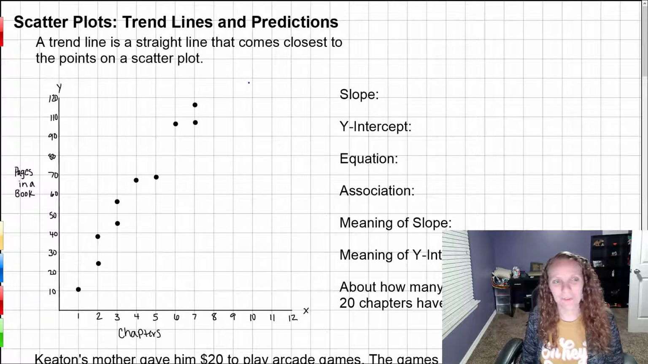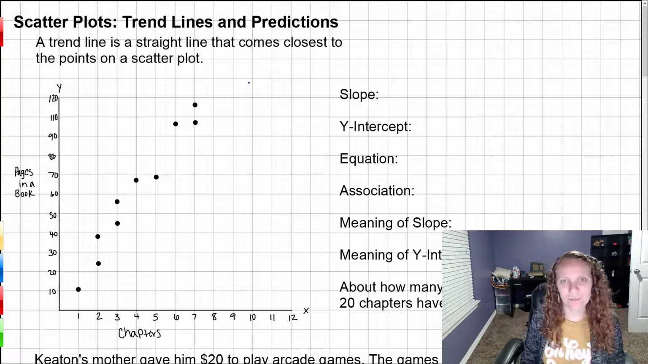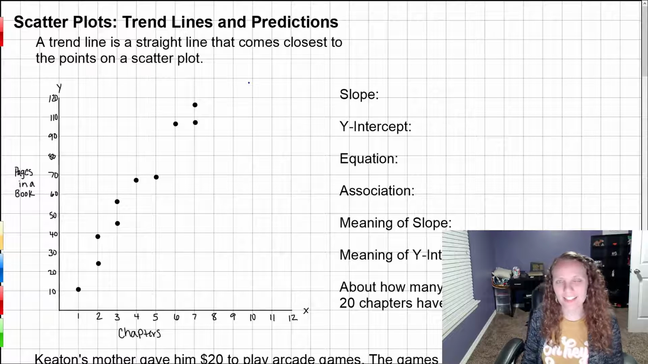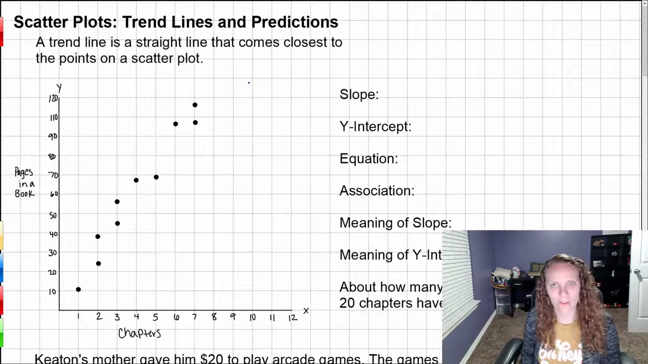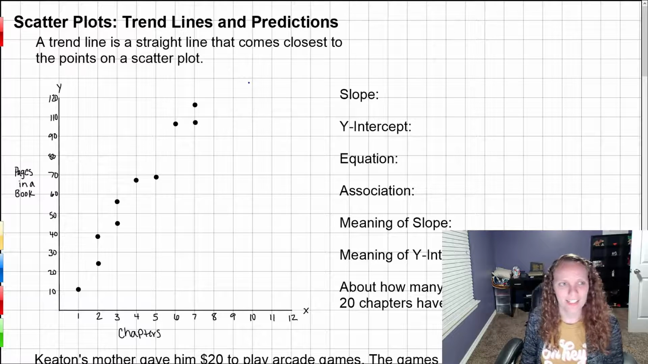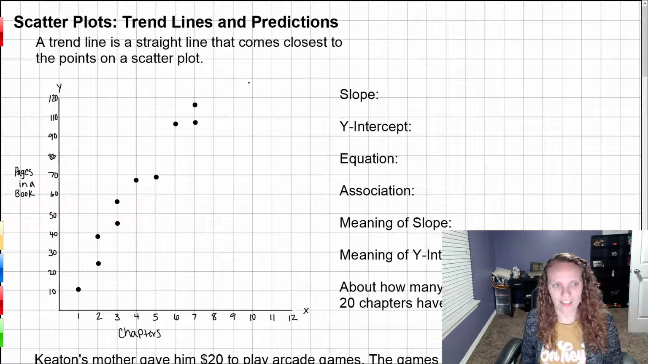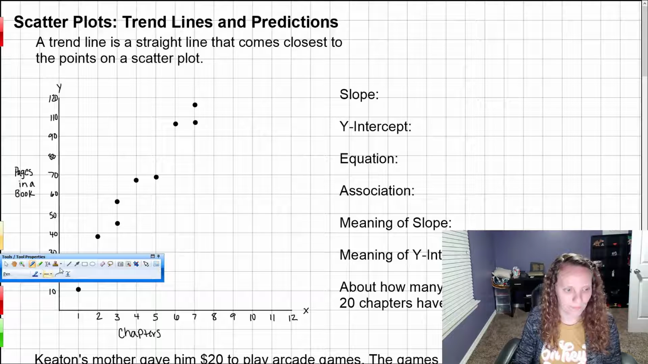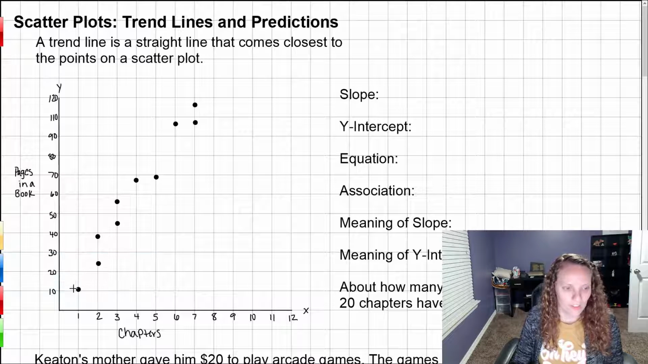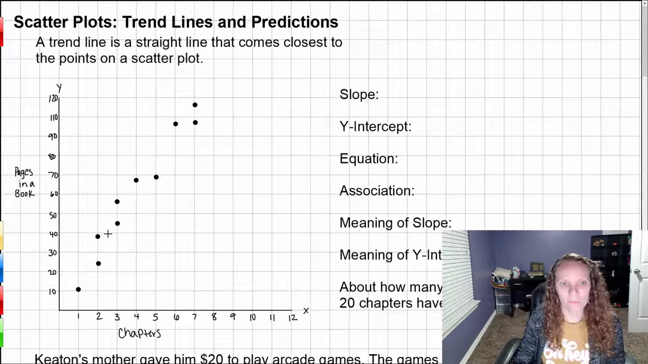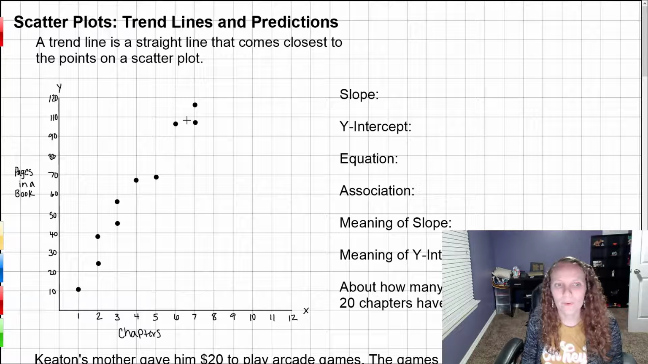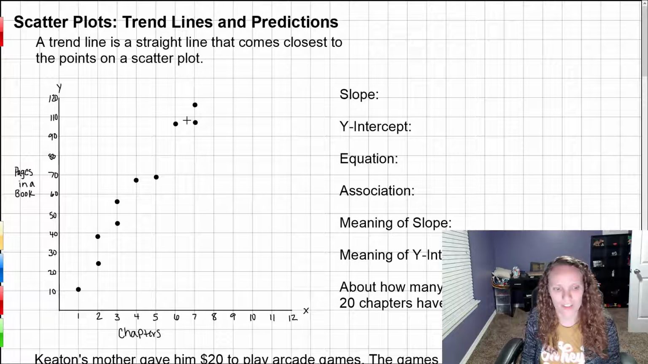Hey guys, today we're going to be looking at scatter plots, and in particular we're going to be looking at trend lines and then making more predictions based off of those trend lines. A trend line is a straight line that comes closest to all the points in a scatter plot. So if we wanted to go up through the middle of these points, we want to have the same amount of points on one side of the line as we would the other side of the line.